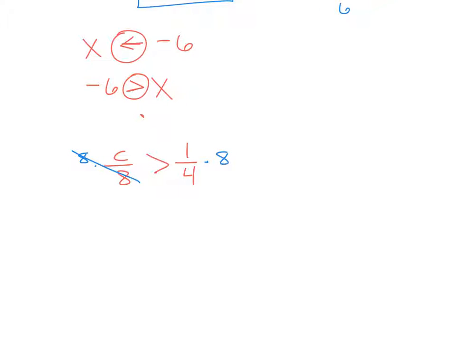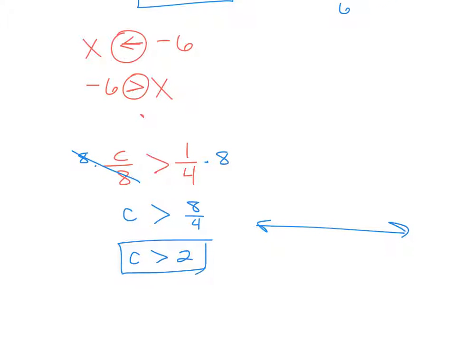So our 8's cancel. Do I flip my symbol? No, because we multiplied by a positive. And then 1/4 times 8 would be 8/4, or if you reduce that, you get c is greater than 2. Okay, so that would be your answer. C is greater than 2.